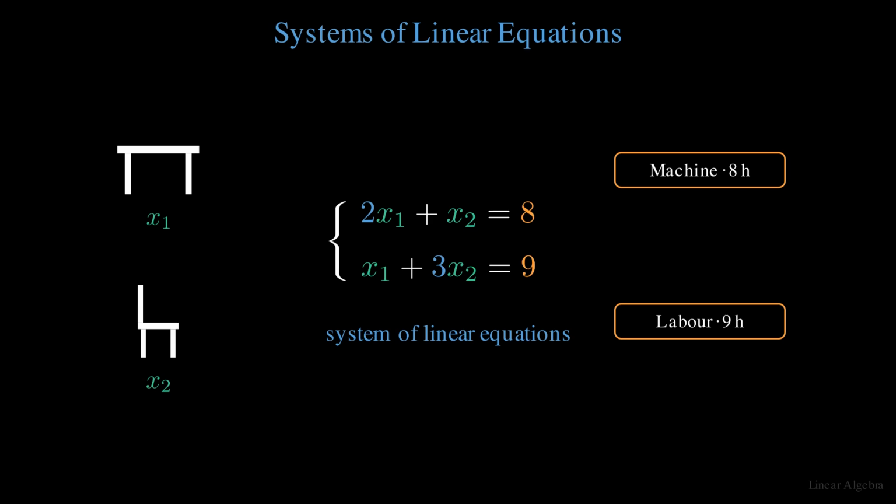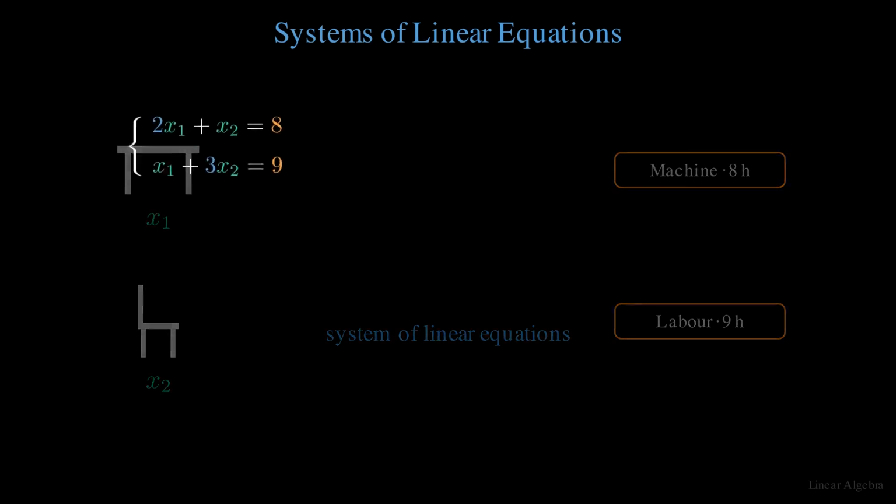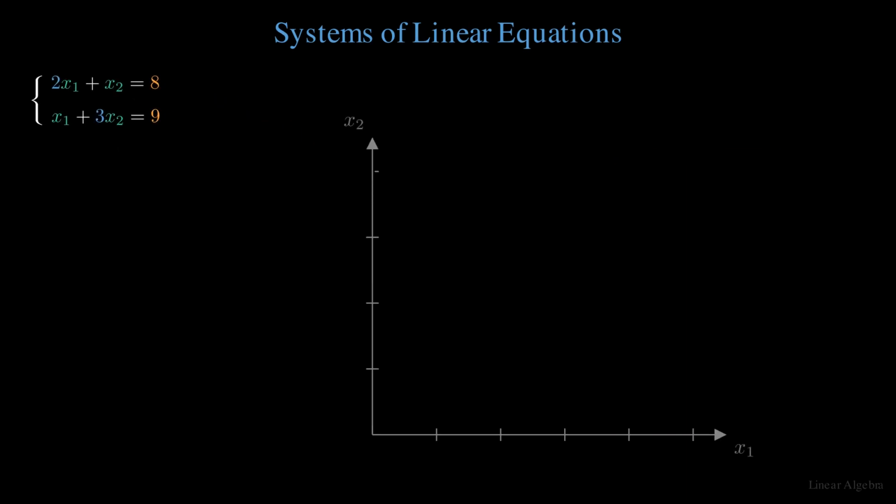Linear because the unknowns are only multiplied by numbers and added together. No squares, no products of unknowns. Each equation, on its own, has infinitely many solutions.